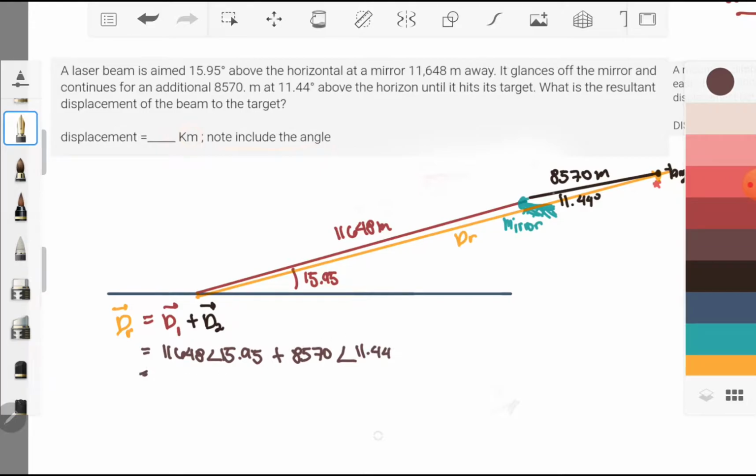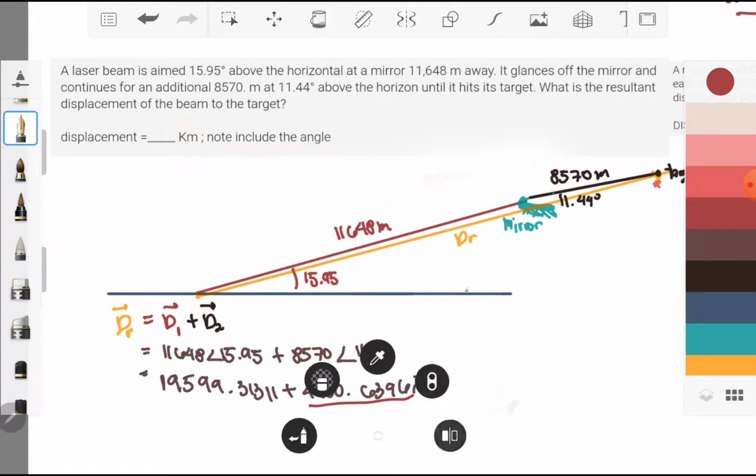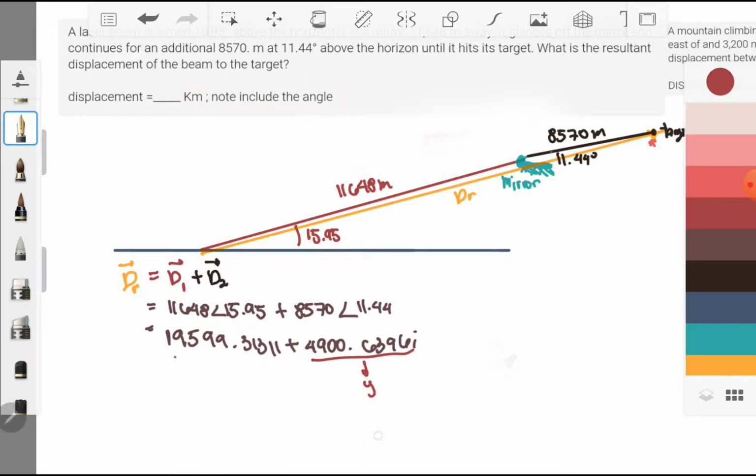So we'll have a value equal to 11,648 shift angle of 15.95 plus 8,570 shift angle of 11.44. You will have a value equal to 19,599.31311 plus 49.6396i. So this will be our y and this will be our x. Okay, solving for your dr, we take the square root of x squared plus y squared, but simply using your calculator we will get its dr and angle theta.